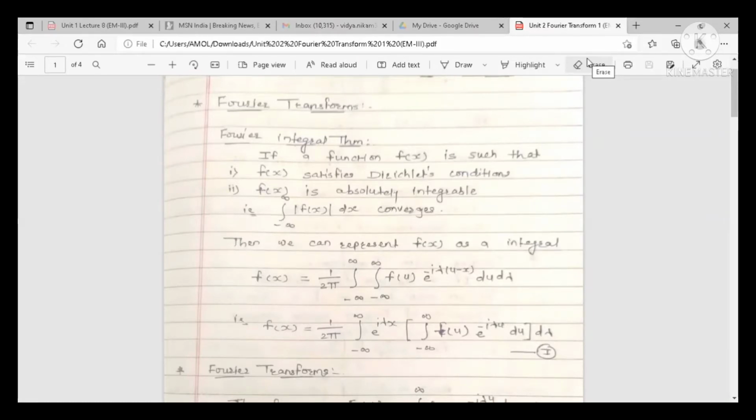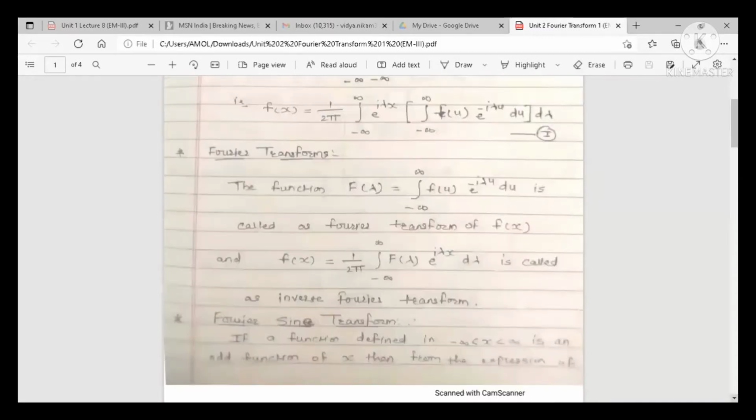If a function f of x satisfies two conditions: first, f of x satisfies Dirichlet's conditions, and second, f of x is absolutely integrable. Absolutely integrable means the integration from minus infinity to infinity of mod of f of x dx converges. Then we can represent f of x as an integral. That integral, equation 1, represents the function f of x.